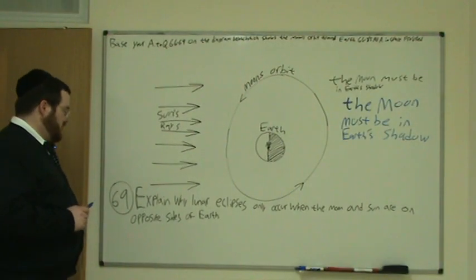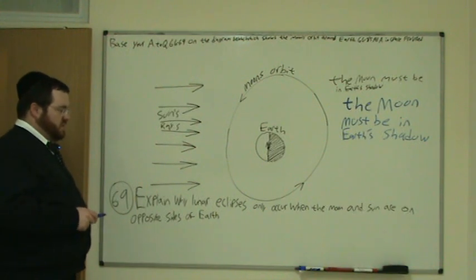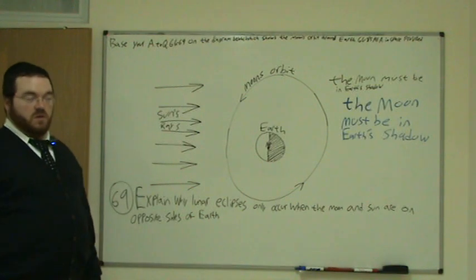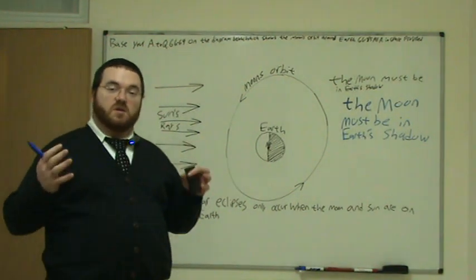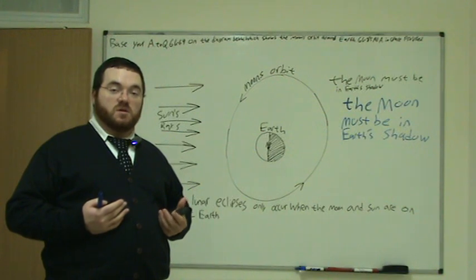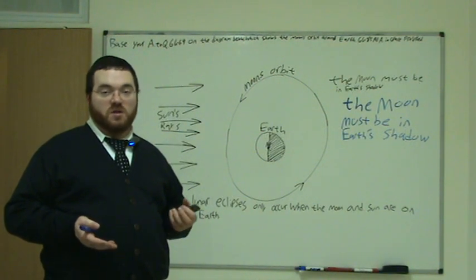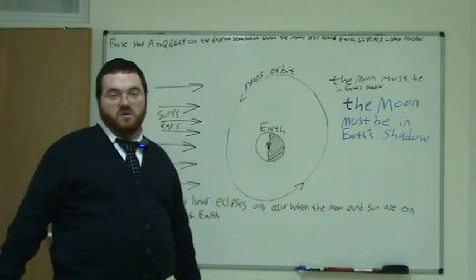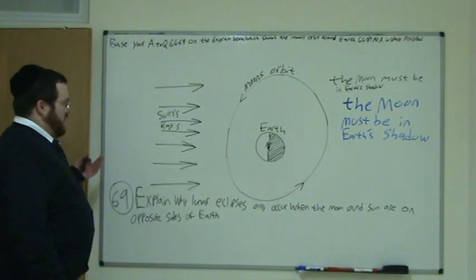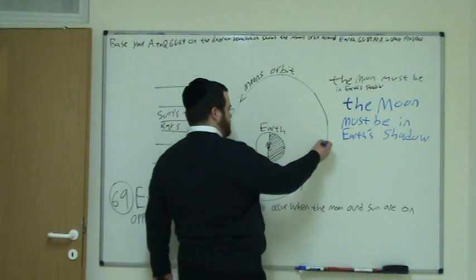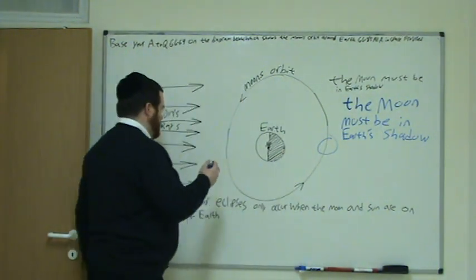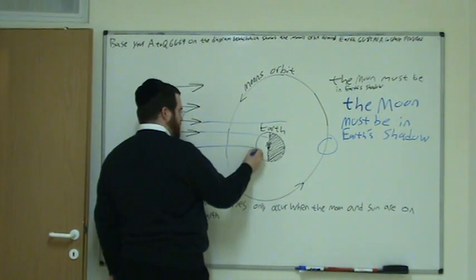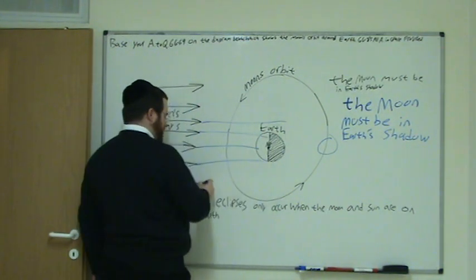Question 69. Explain why lunar eclipses only occur when the moon and sun are on opposite sides of the Earth. Well, what is an eclipse? Let's say a lunar eclipse is when the Earth is blocking the sun's light. And let's say you have the moon over here. So the light coming from the sun will not reach the moon because it will be blocked by the Earth. That is an eclipse.